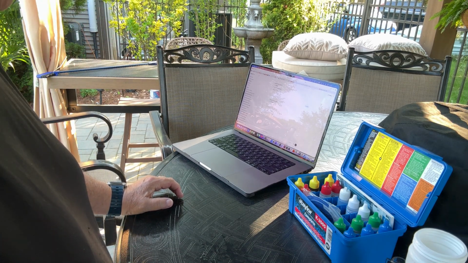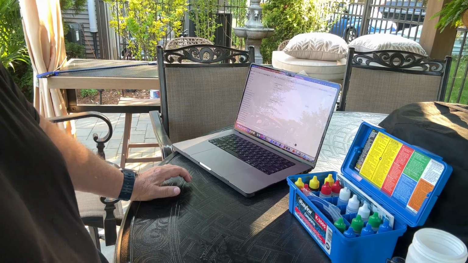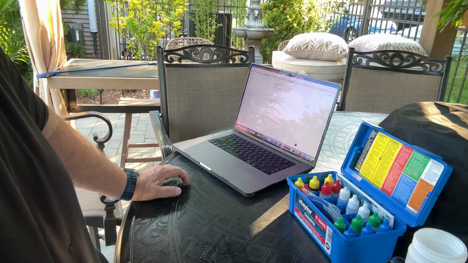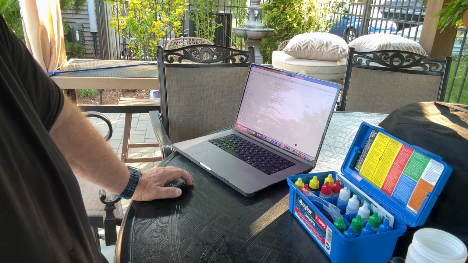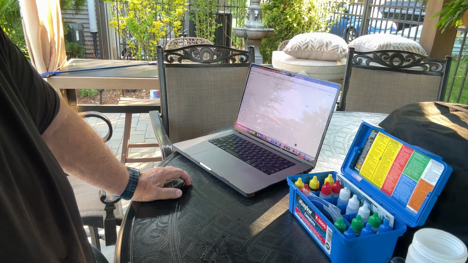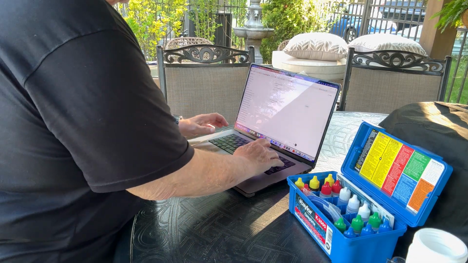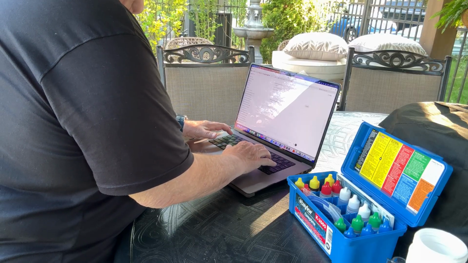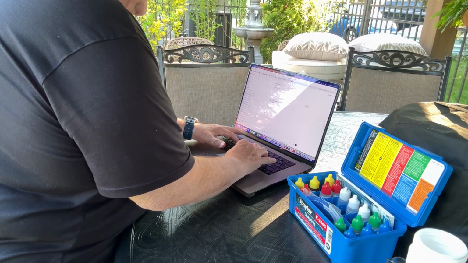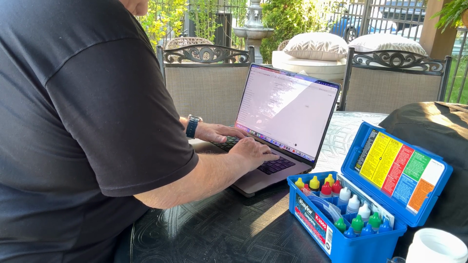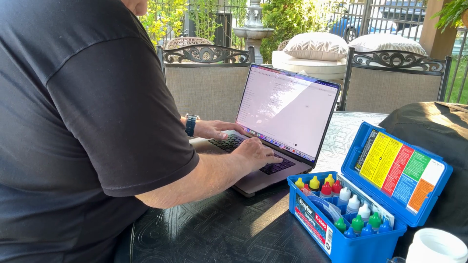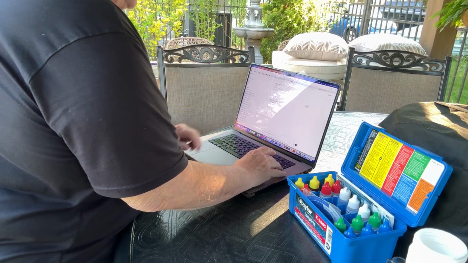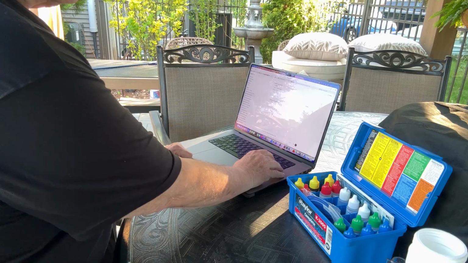Alkalinity is 60. I'm going to have to bring that up, but I can't do that right now because I have the baby here. And my pH is 7.6. All right. pH is 7.6 and I need to bring it down to 7.2.